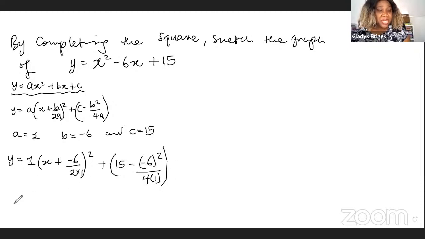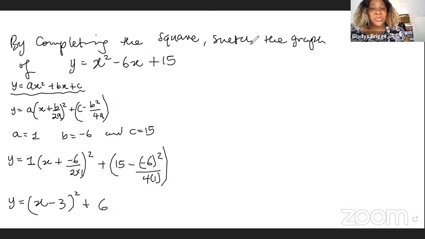Now you can simplify this to x minus 6 over 2, which is minus 3, squared. Don't touch the square here, leave it as it is. Plus all of these things here, if you put them into your calculator, they will come to 6. Now, once you have this, it's time to sketch.